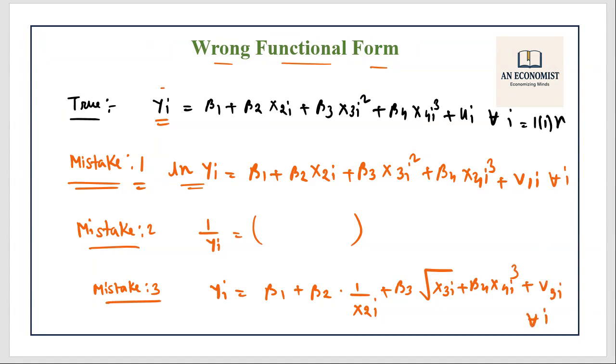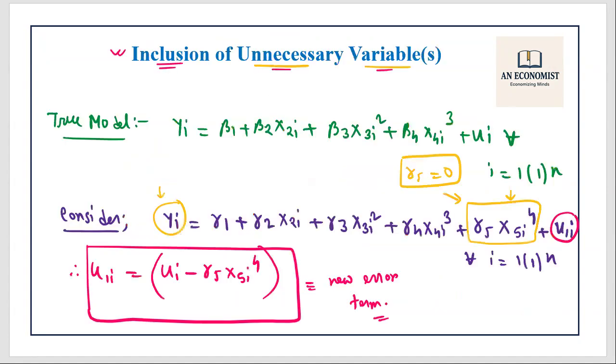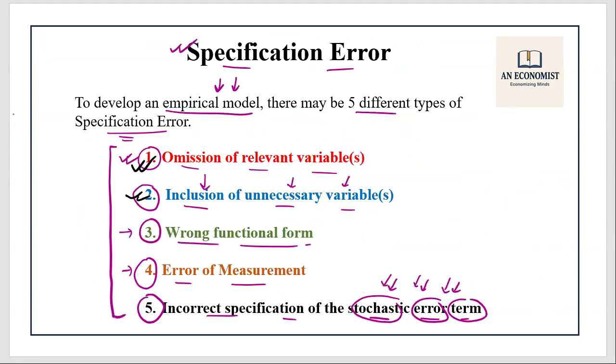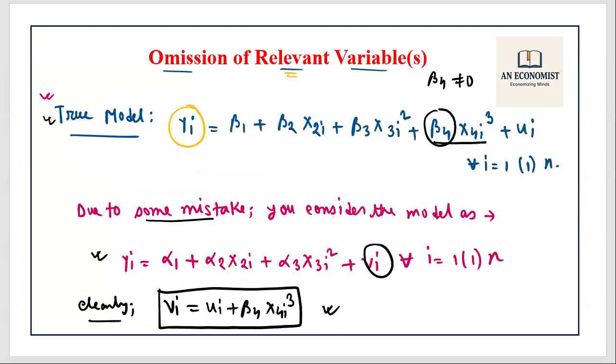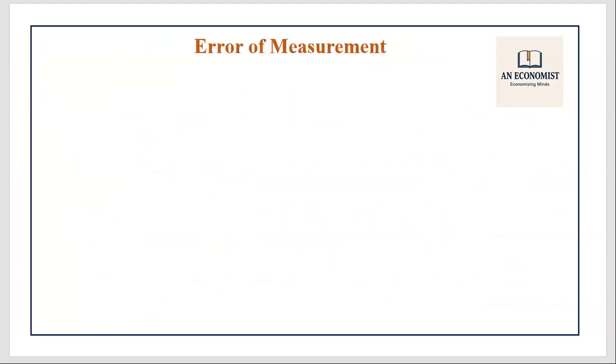So you can make mistakes either in defining the dependent variable or while defining the explanatory variables in your model. Any such mistake will give you specification bias, specification error due to wrong functional form. Right? This is the third mistake that the researcher can commit. Now, the fourth thing is the error of measurement. As I have told you, in error of measurement, we define proxy variables.